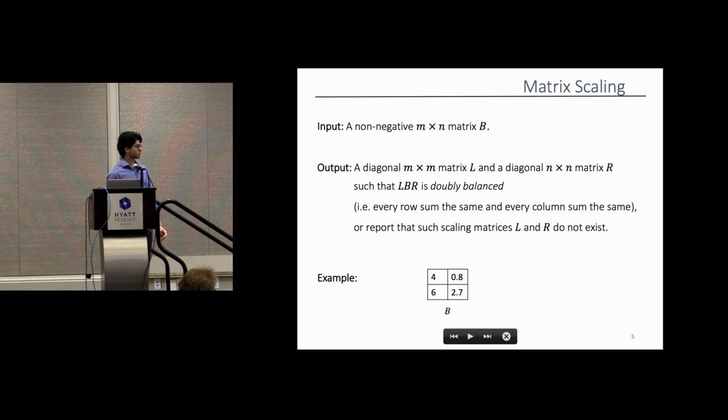So let's quickly do an example. So this is our simple 2x2 matrix. It's not clear to me how to look at this and tell whether it's scalable or what the answer is, but here is the answer. And you can check this, that you come out with a doubly stochastic matrix at the end.